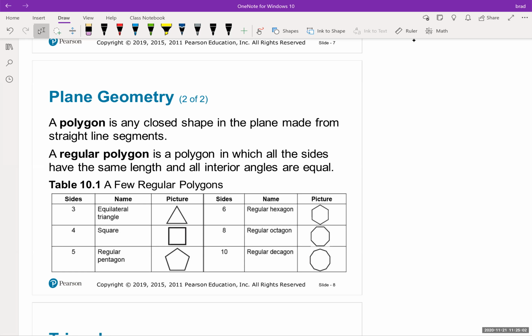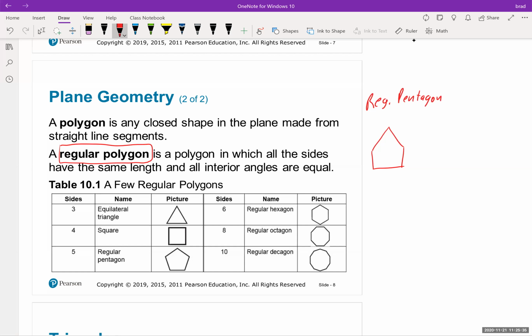So a polygon is any closed shape in the plane made from straight line segments. A regular polygon is a polygon in which all the sides have the same length. This is something you guys want to focus on. I think in the homework, there are going to be a few questions about regular polygons. So what it means is, if you say you have a hexagon, or let's say an octagon, for example. Okay, so if this were a regular octagon, not an octagon, pentagon, I'm sorry.